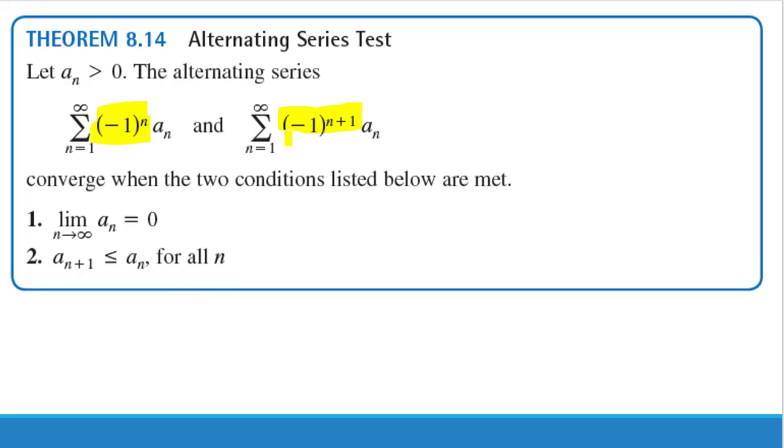And it could be n+1 if you want it to be, okay? And then everything else in the series part is going to be our a sub n. And that's really what we're going to be dealing with. So our alternating series test.